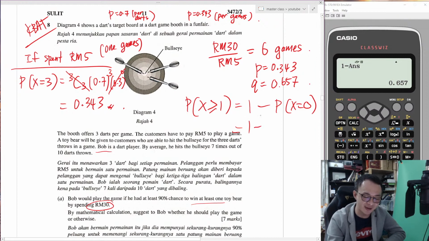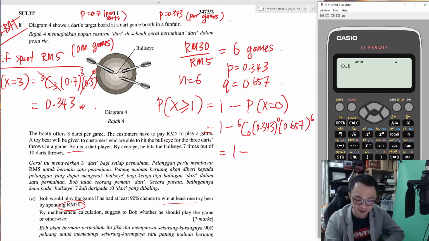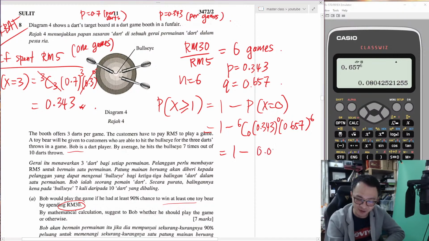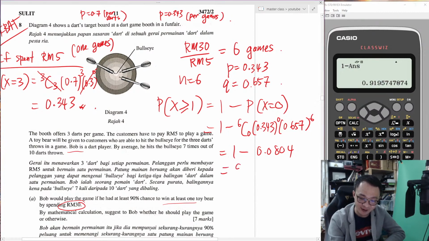So here, I will just insert the formula. My n is 6, isn't it? 6 games. So it will be 6C0, P will be 0.343 to the power of 0, and then this one is 0.657 to the power of 6. Alright, then 1 minus 0.657 to the power of 6. So this one is 0.0804. So 1 minus my answer, I will have 0.9196. So basically, I will multiply by 100% to get a percentage.